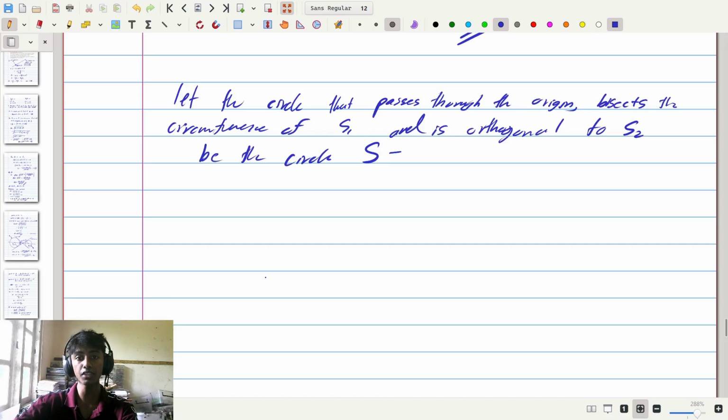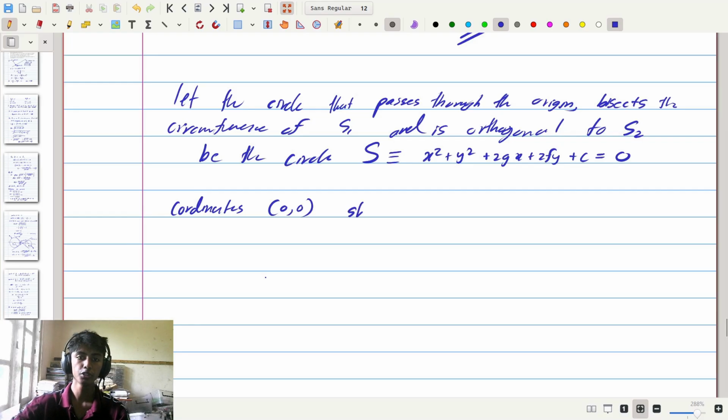And we'll also say this circle is given by the equation x squared plus y squared plus 2gx plus 2fy plus c equals 0. Now, if this circle passes through the origin, we can say coordinates 0, 0 should satisfy S. Now, according to this, if we substitute, we should get 0 squared plus 0 squared plus 2 times g times 0 plus 2 times f times 0 plus c equals 0.